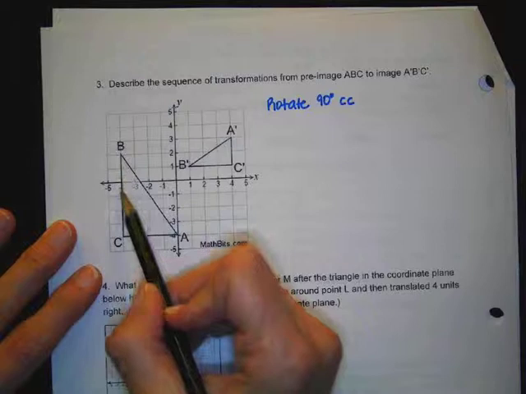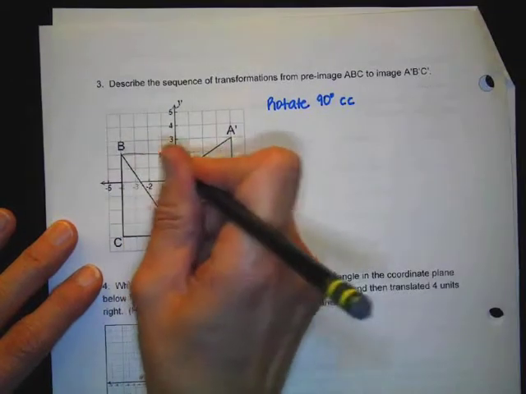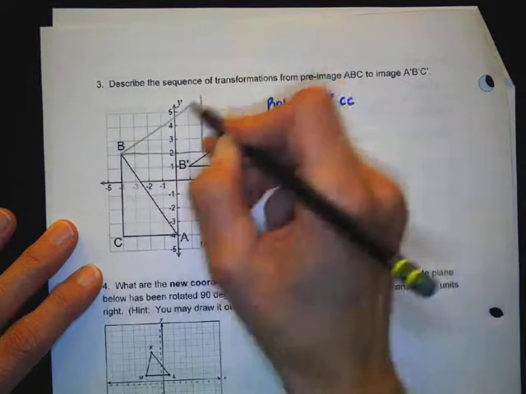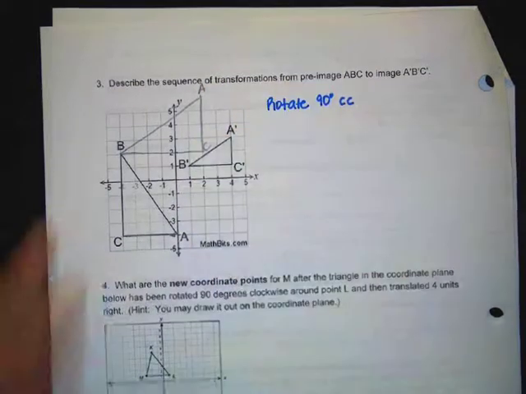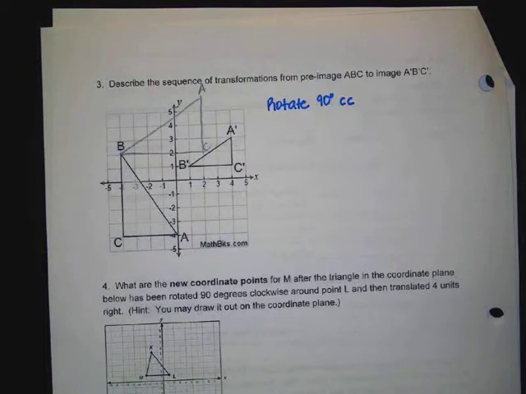Which way am I going to translate? 2 units to the right, and 1 unit down. And then you gotta dilate it. Now we're actually right on top. There we go, there it is.